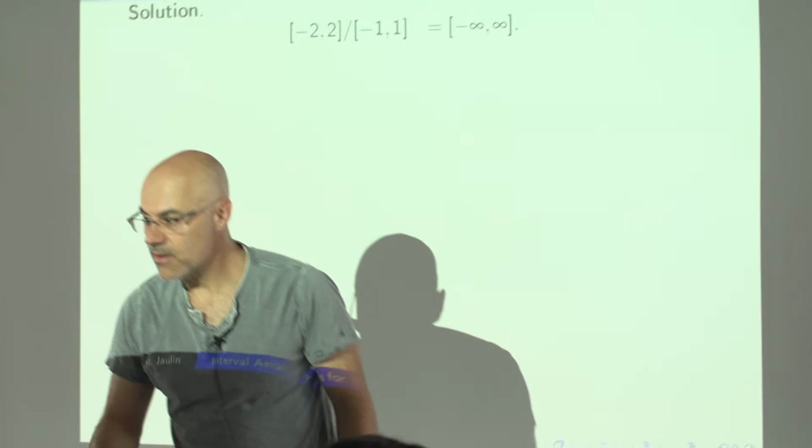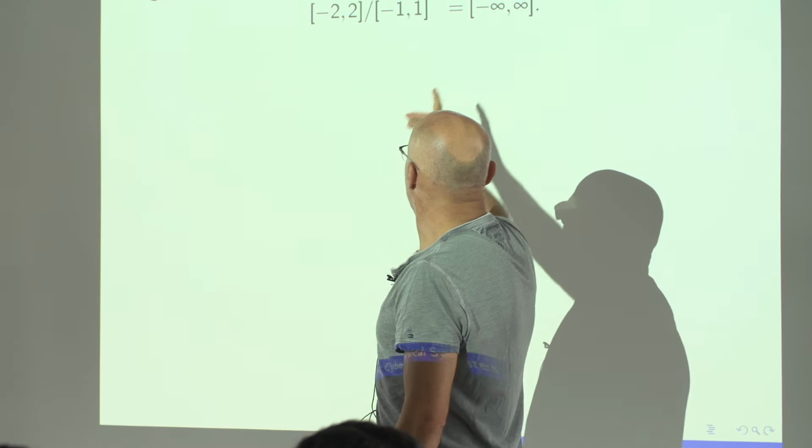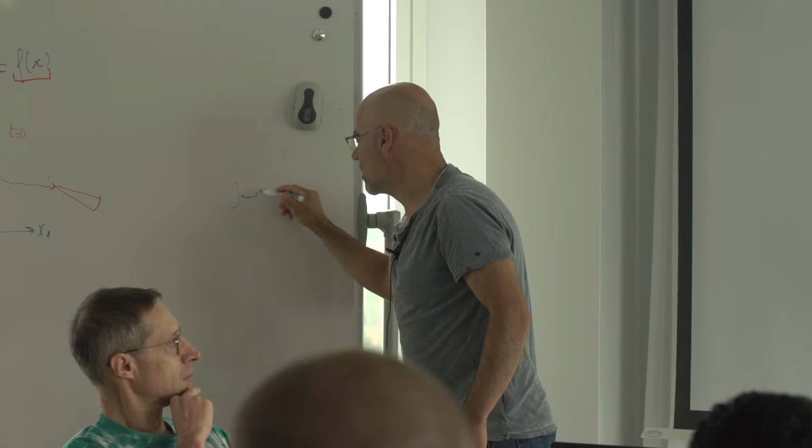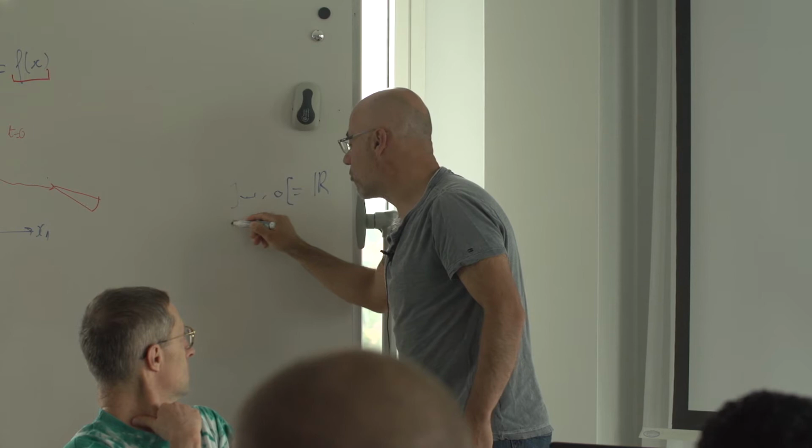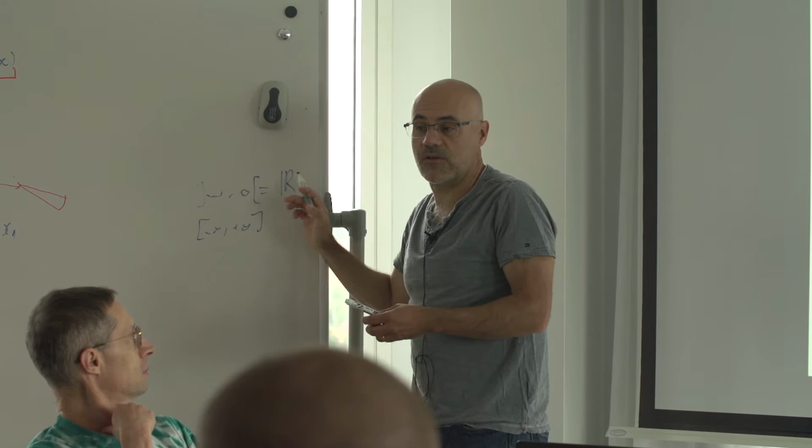To distinguish between open and closed intervals? No, yeah. All are closed. So this one I represent like this, but I could represent it like this. I could represent minus infinity, plus infinity. I could say that it is R. Here, I have written minus infinity, plus infinity. I could have written this or this. It's just a question of notation.